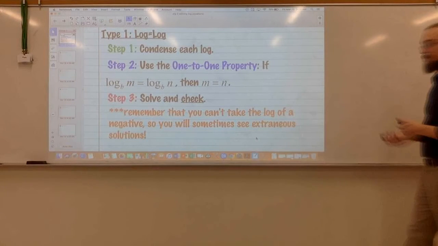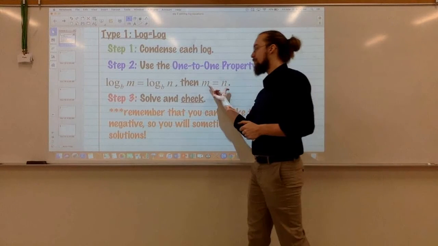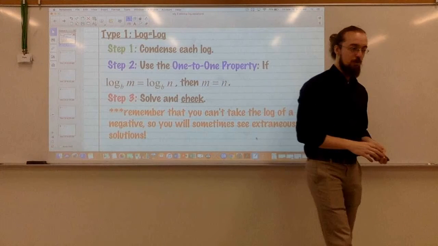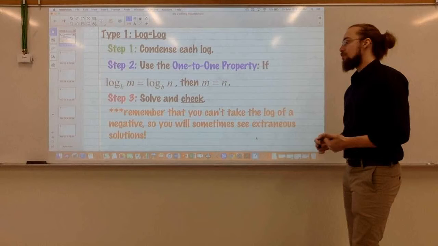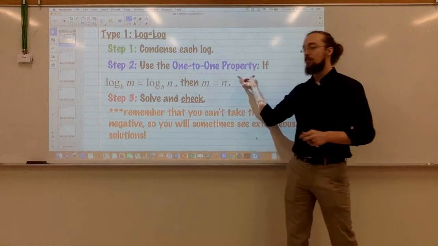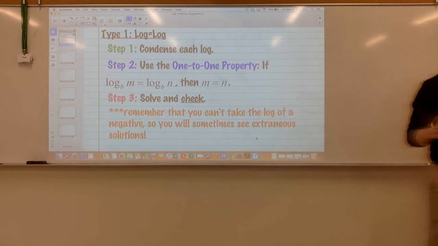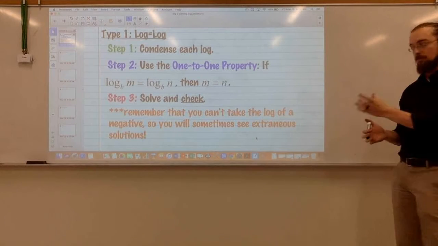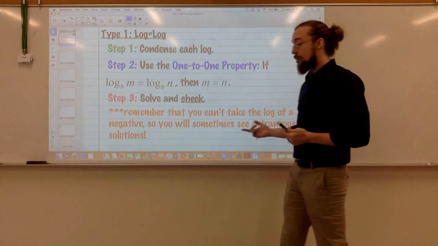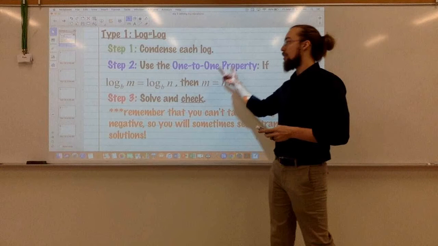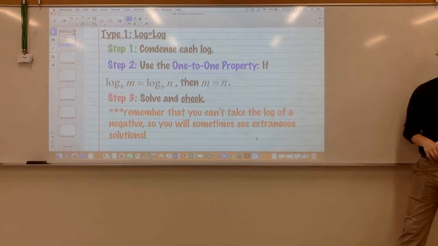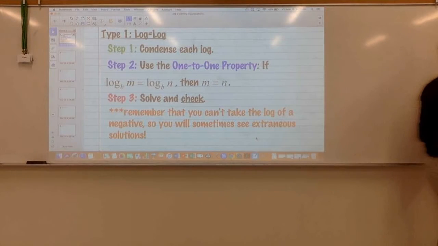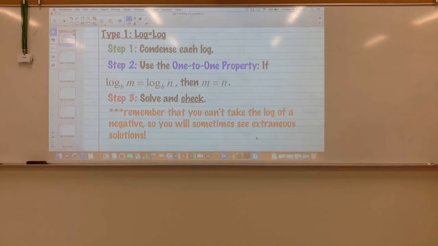Then the final step is to solve this equation and check our solutions. We have to check our solutions because we cannot take the log of a negative number. So by check, we just mean plug the value that we get back in and make sure that none of the logs are negative. None of the inside values are negative. If we do get a negative value, then we will have an extraneous answer. Okay? So I'll give you a second here to finish copying these steps down, and then we'll take a look at an example.